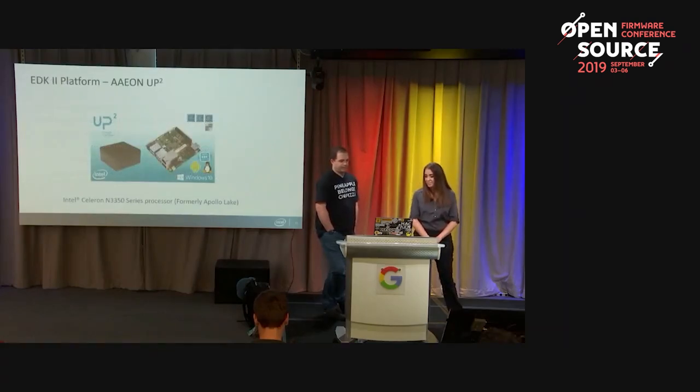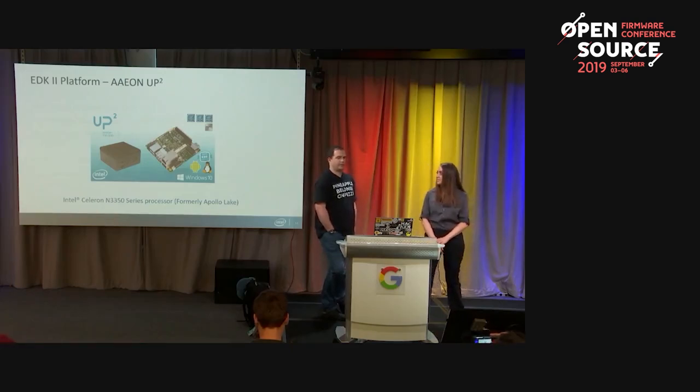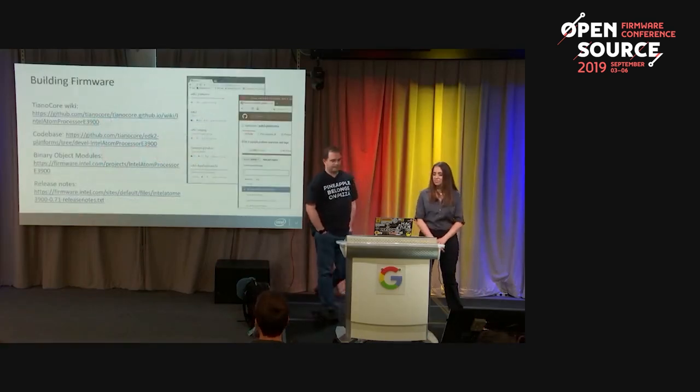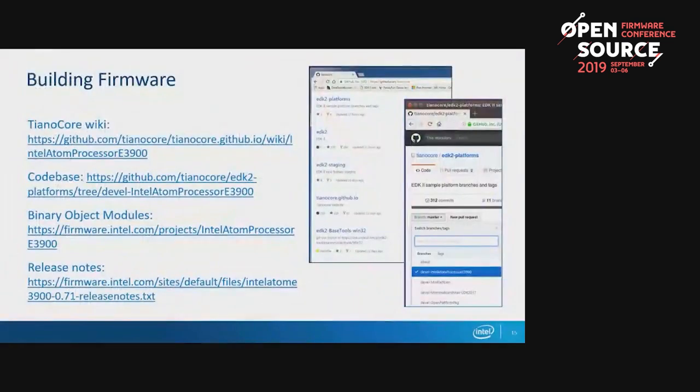All right, so this is our Celeron N3350. Yeah, these are $200 on Amazon Prime if you're US based. Apollo Lake, Broxton platform. So in order for you to build the platform, you can go get the code base, and the release notes include the step-by-step process for you to go build it yourself. It's pretty straightforward.